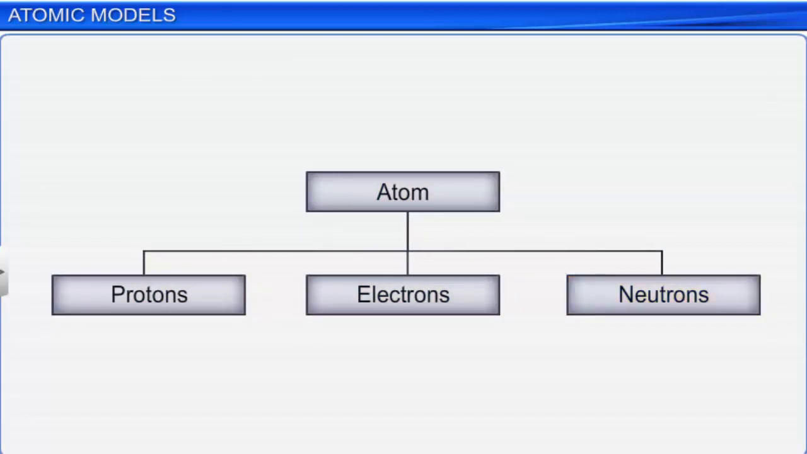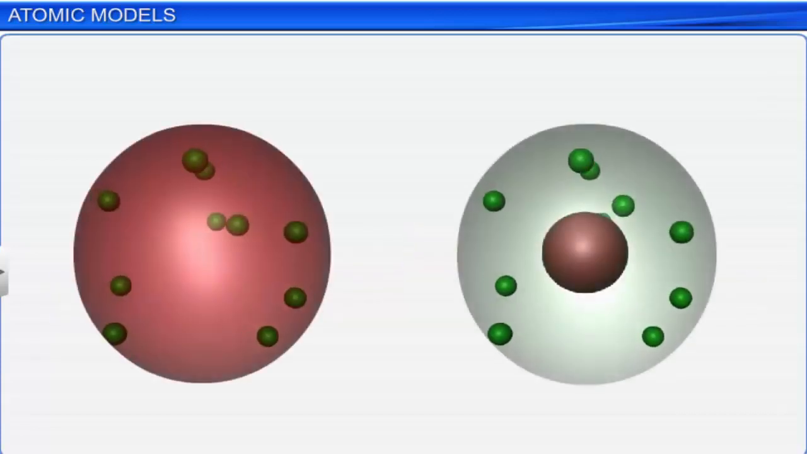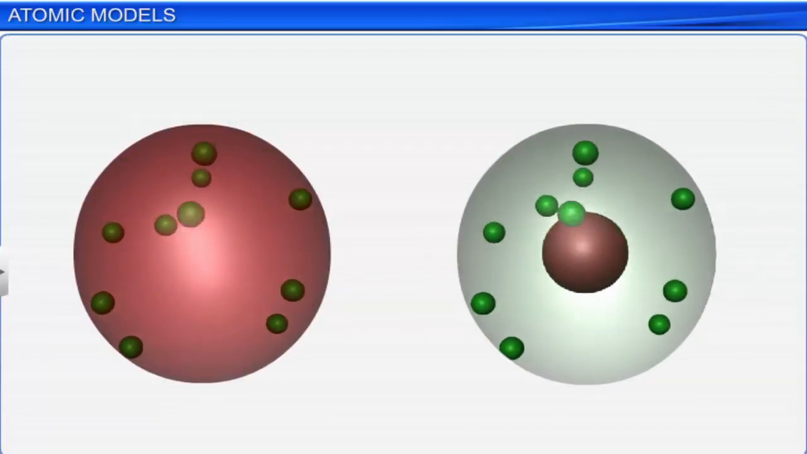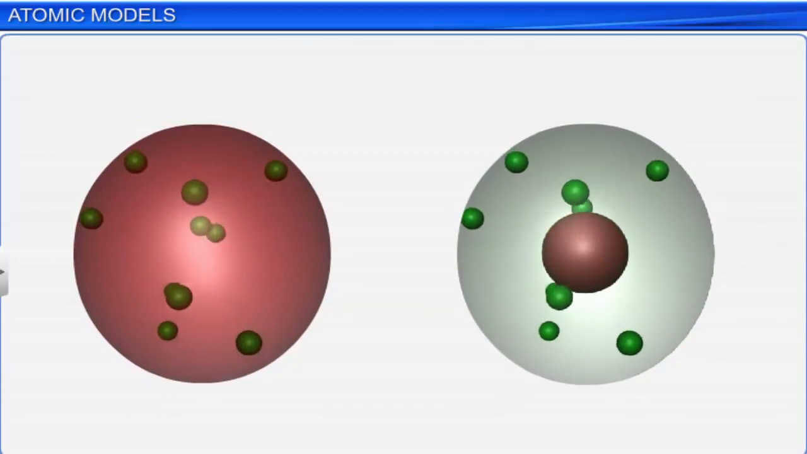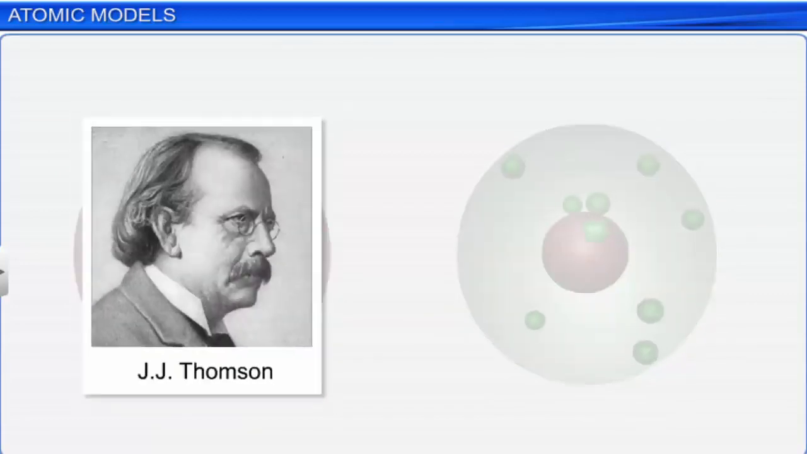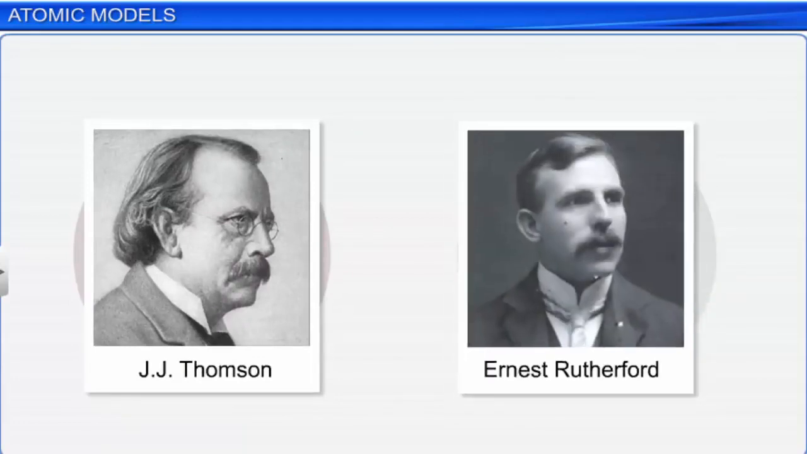Now, let us look at the arrangement of these subatomic particles in an atom. Different models were proposed to explain the distribution of subatomic particles in an atom. Of these models, the models proposed by J. J. Thomson and Ernest Rutherford are of great significance as they paved the way for the modern structure of an atom. Let's discuss both these models one by one.